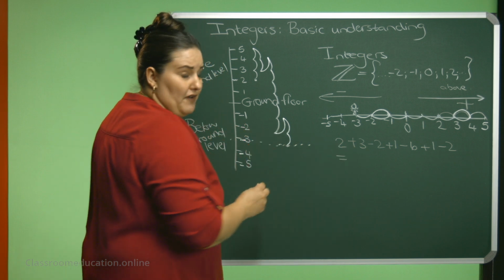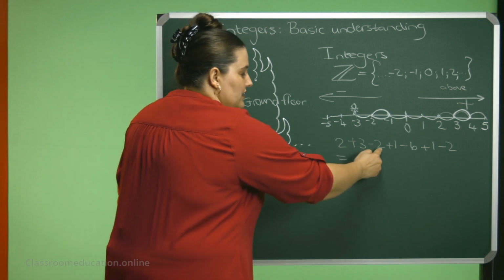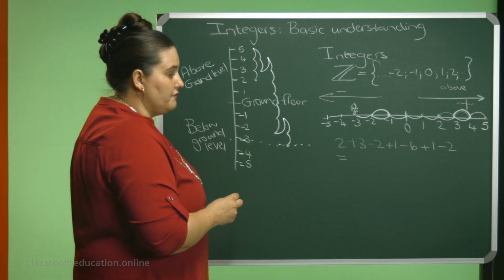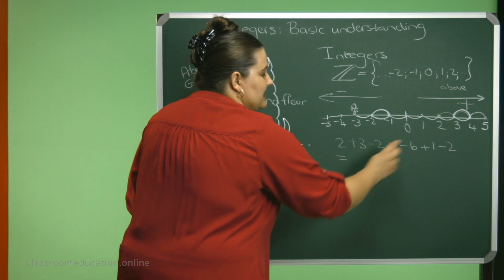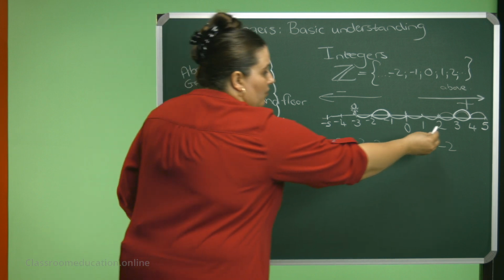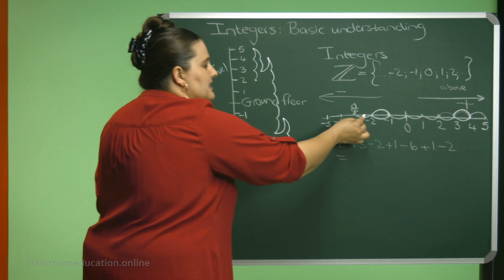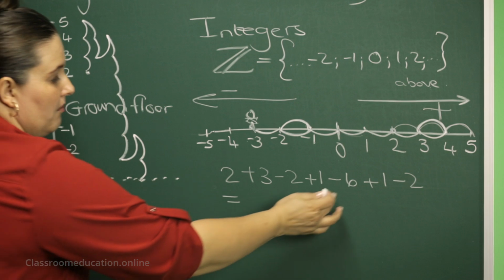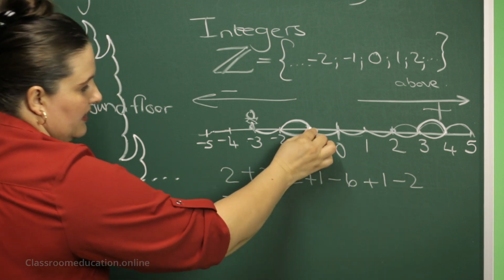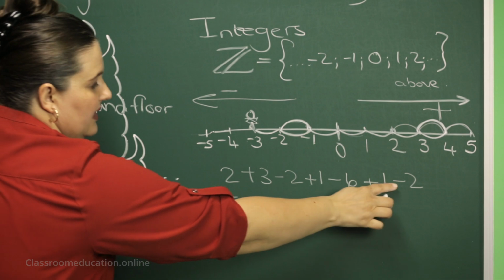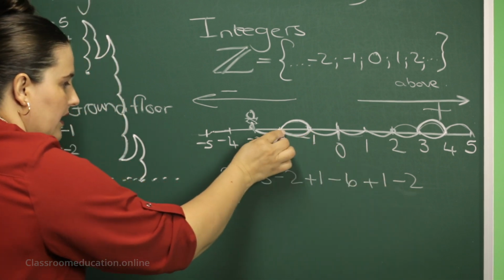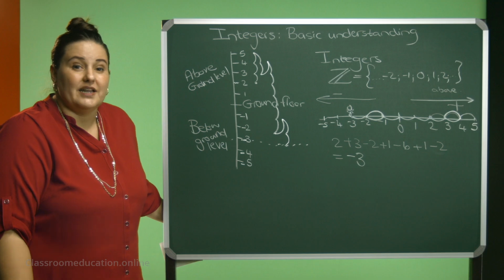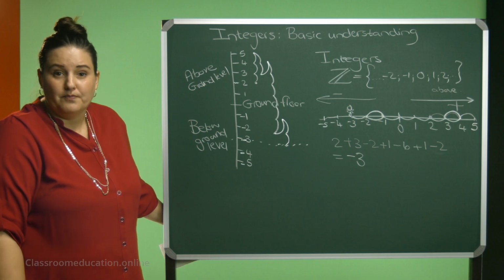2 plus 3 is 5. And then 5 minus 2 is 3. 3 plus 1 is 4. 4 minus 6. Remember, we were at the 4 and we had to go 6 in the negative direction. And we were then ending at the minus 2. Minus 2 plus 1 is minus 1. And minus 1 minus 2 give me an answer of negative 3. Do you understand it? Does it make sense to you?